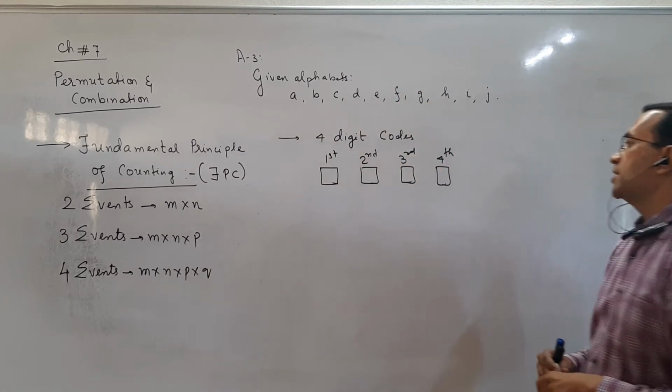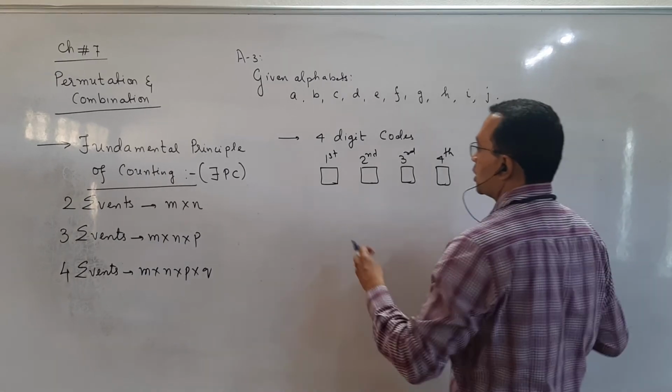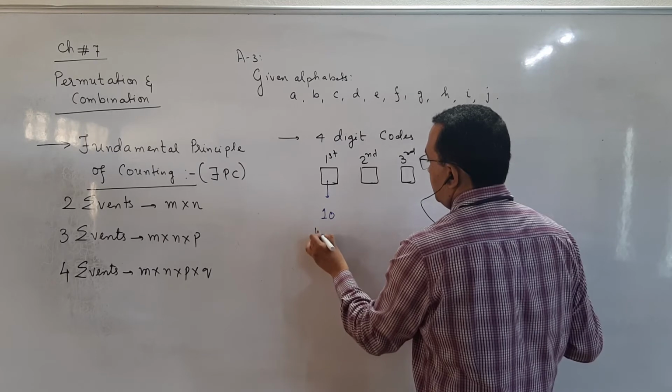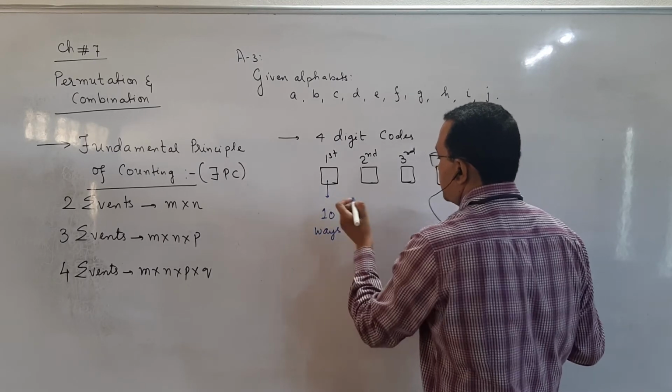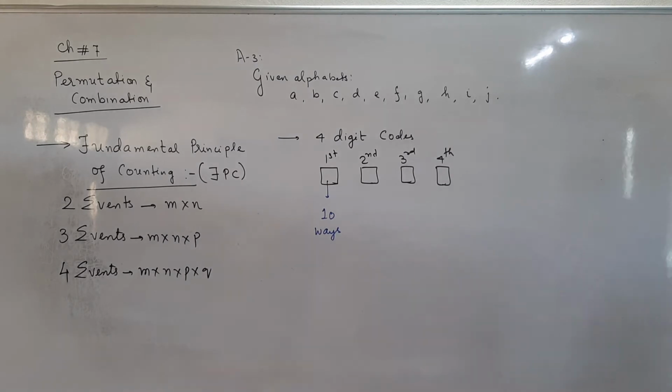And definitely you can say we have 10 options for the first particular alphabet. The first alphabet can be, students, selected in 10 ways. Yes or not? Of course. Out of any 10 alphabets, one alphabet can be arranged.